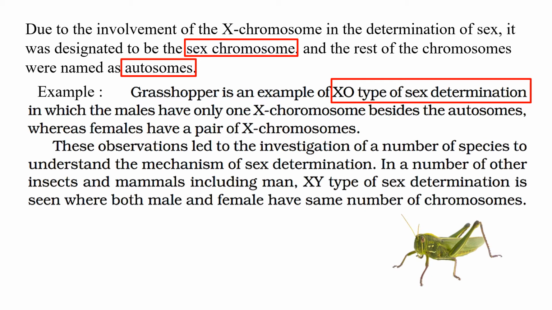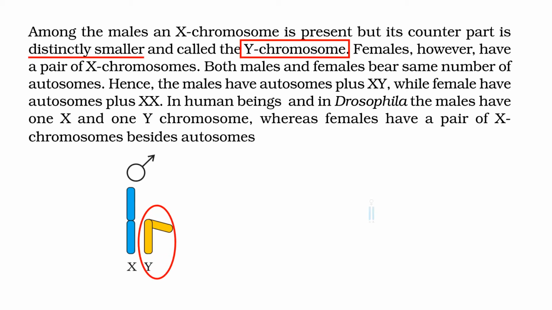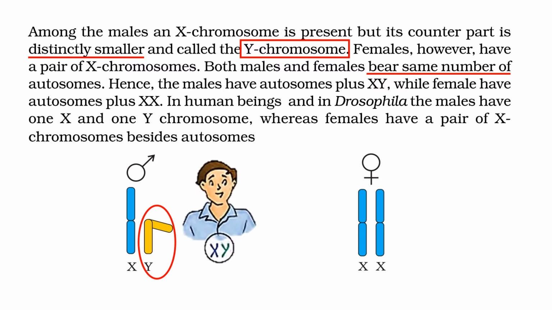In a number of other insects and mammals including man, the XY type of sex determination is seen, where both male and female have the same number of chromosomes. In males, an X chromosome is present, but its counterpart is smaller, and is called the Y chromosome. On the other hand, females have a pair of X chromosomes. Both males and females bear the same number of autosomes, that is 22 pairs of autosomes. Hence, the males have 22 pairs of autosomes plus XY, and females have 22 pairs of autosomes plus XX. In both human beings and Drosophila, the males have one X and one Y chromosome, whereas females have a pair of X chromosomes besides autosomes.